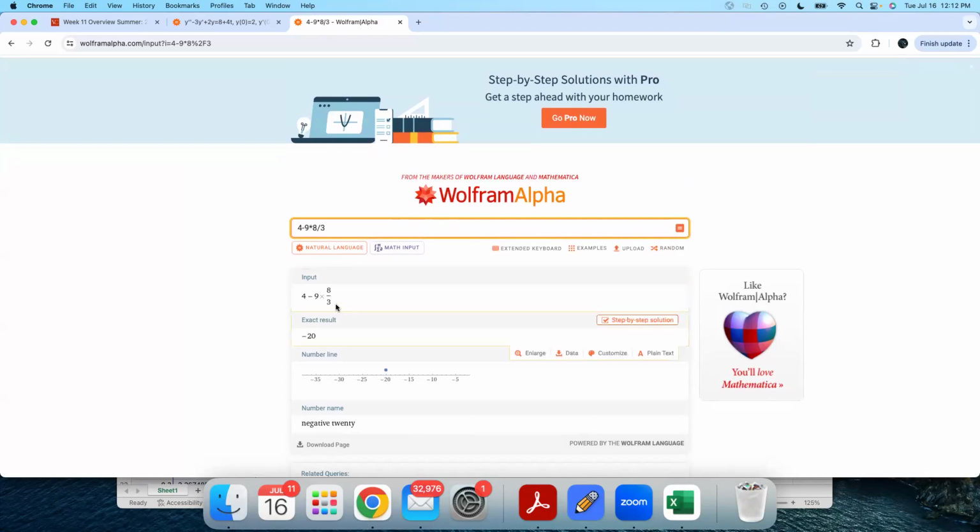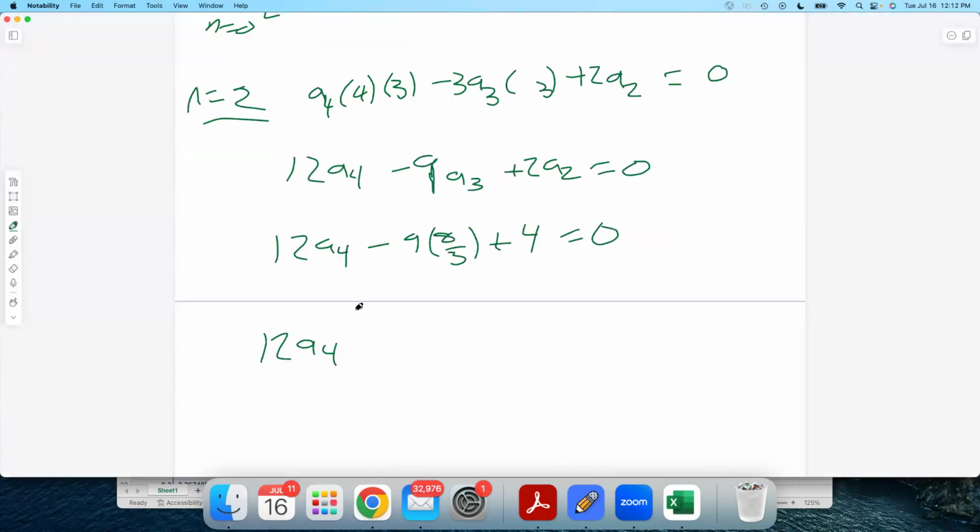4 minus 9 times 8 over 3. Oh, yeah. I guess we get some cancellation there, huh? So that's just 4 minus 12. We get negative 20 there. Okay, that's convenient. So we're not getting nasty fractions equals 0. So A4 will be 20 over 12. Let's reduce that. 4 goes into both, so 5/3. Yeah, I think we get 5/3.